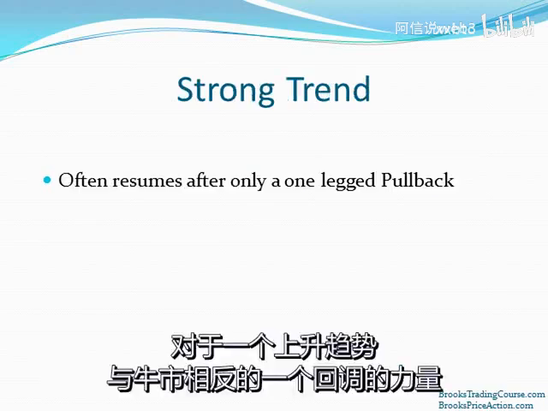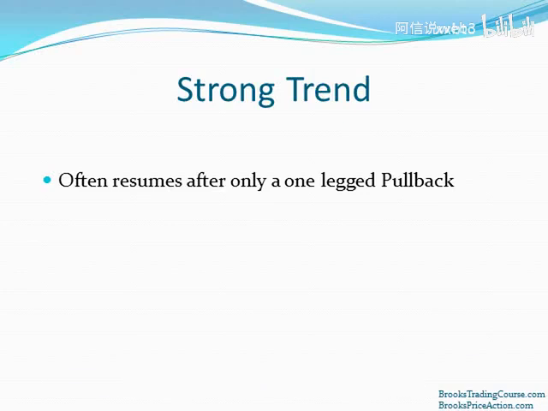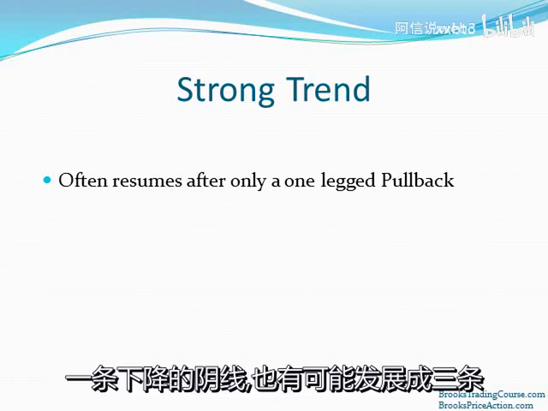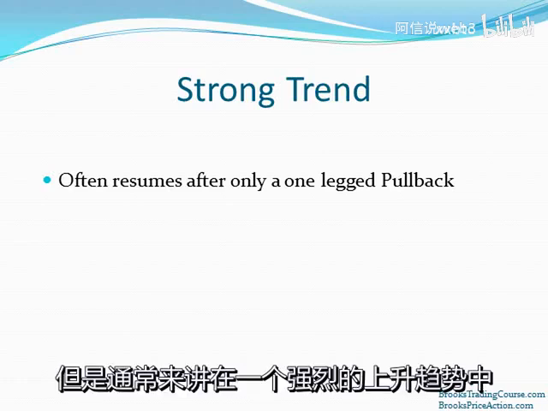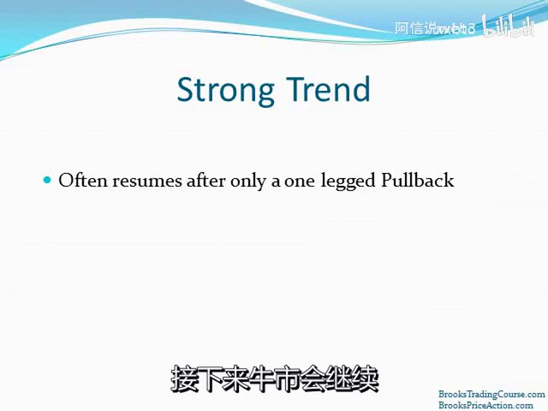In a strong trend, a pullback oftentimes just goes against the bull for a bar or two. It might be a small inside bar. It may be a bear bar. It may drop 2 or 3 bars. But usually in a strong bull trend, the first pullback only has one leg down before the bull trend resumes.